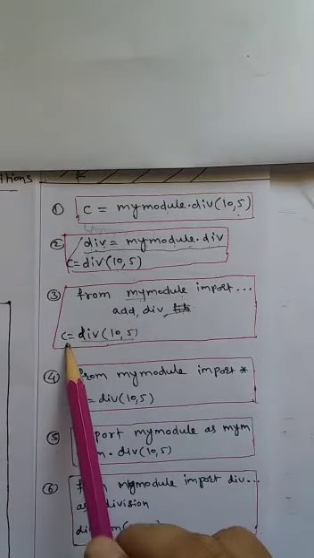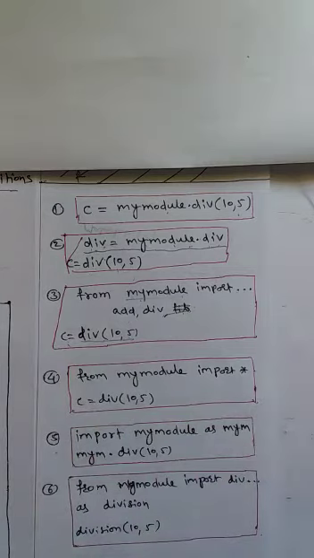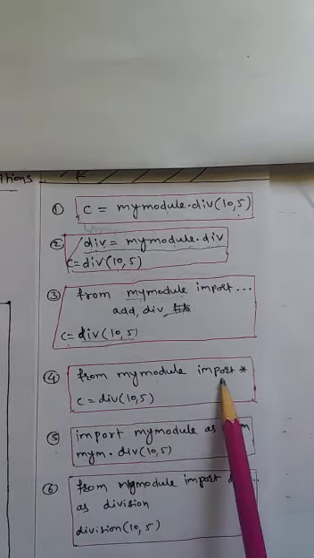So what will be there in C? 10 divided by 5, 2. That value will be stored in C. The next example is from my module import start.